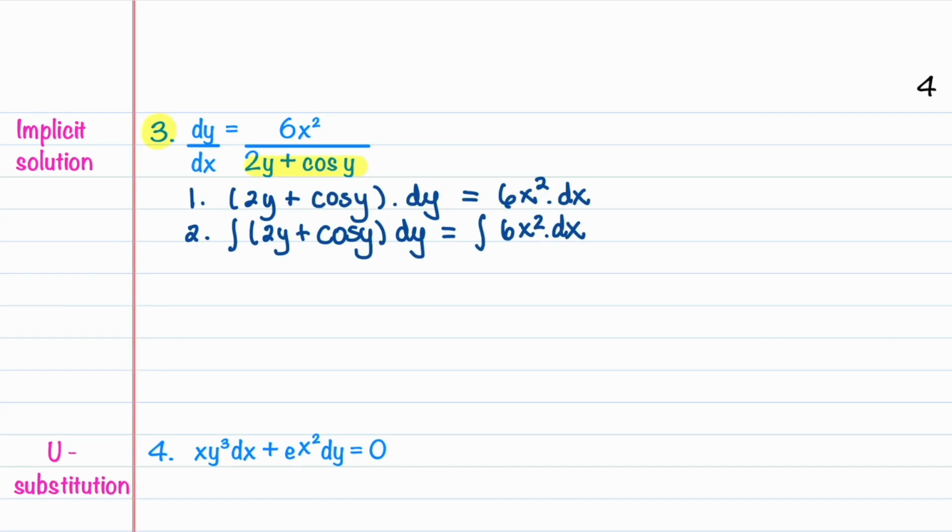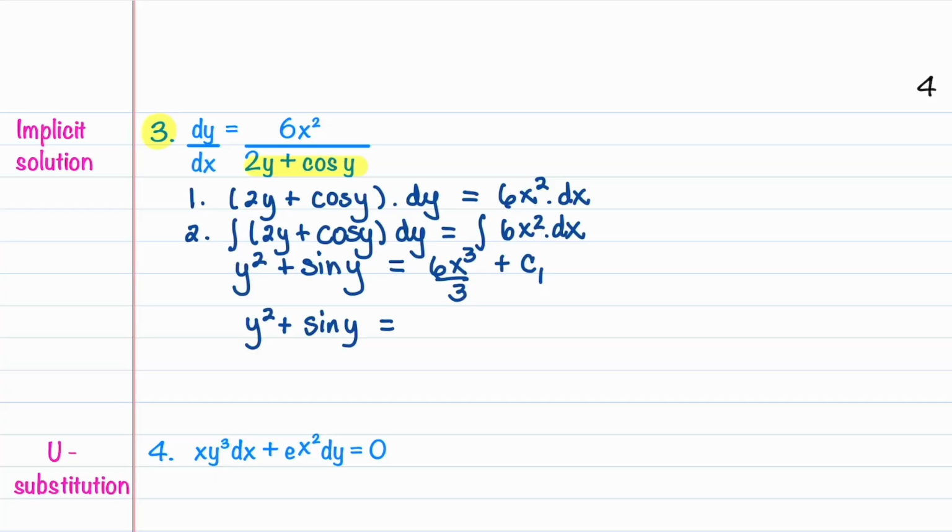Now we can integrate. The integral of 2y is y squared. The integral of cosine is sine. So we have y squared plus sine y on the left. And then on the right, we can integrate x squared, and that's going to be x cubed over 3. And then we add on an arbitrary constant c1. We can clean up the right-hand side, so I'm going to rewrite this as y squared plus sine y is equal to 2x cubed plus c1.